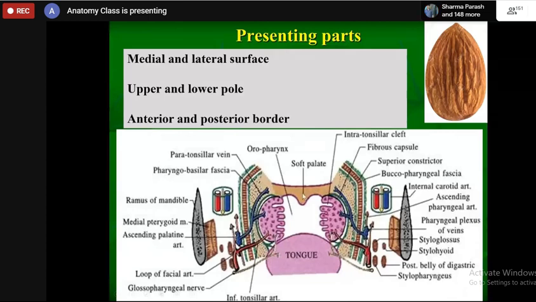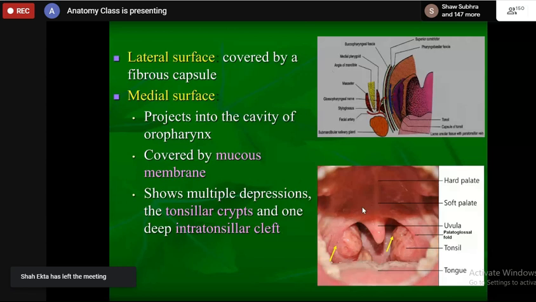Outside this, what is there? We have the superior constrictor muscle. Outside that we have the buccopharyngeal fascia. These are the structures present on the lateral surface. You don't need to remember all of those. Just see the lateral surface is covered by the fibrous capsule. We have the fibrous tissue consisting of the paratonsillar vein. Then we have the pharyngobasilar fascia, superior constrictor muscle, then buccopharyngeal fascia.